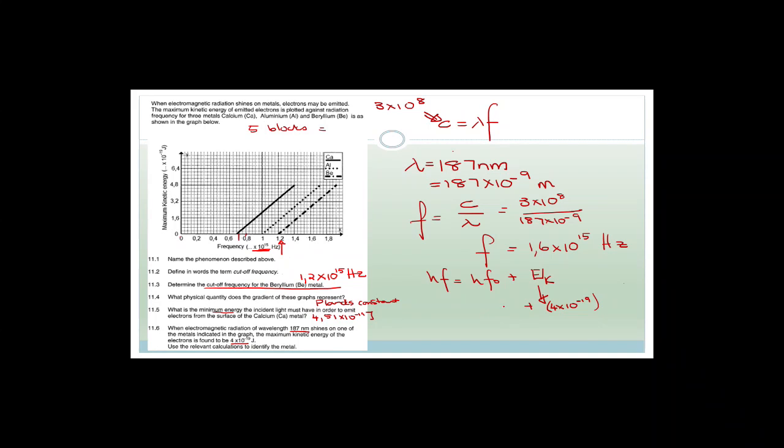We want to work out the metal, and the only way we can work out the metal is to find the threshold frequency. We know Planck's constant, 6.63 times 10 to the negative 34. We can work out this energy, which is again Planck's constant multiplied by the frequency. Then we can work out the threshold frequency and identify which metal.